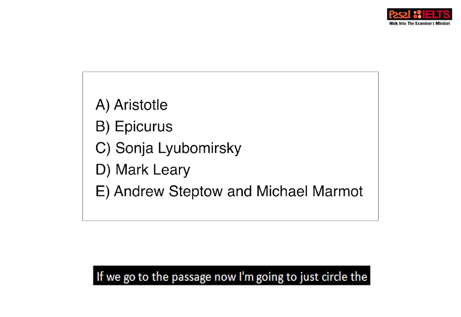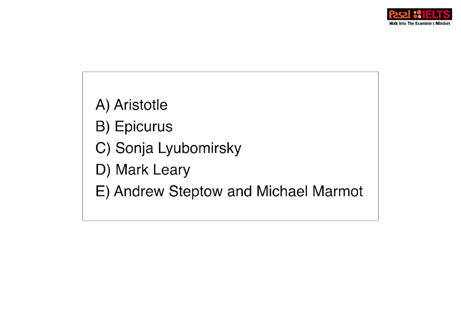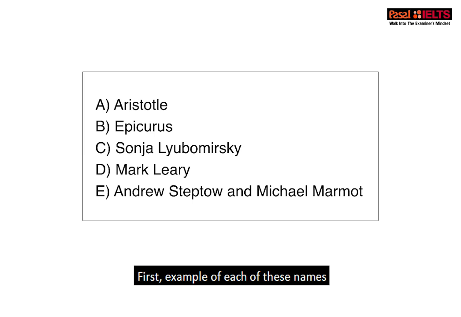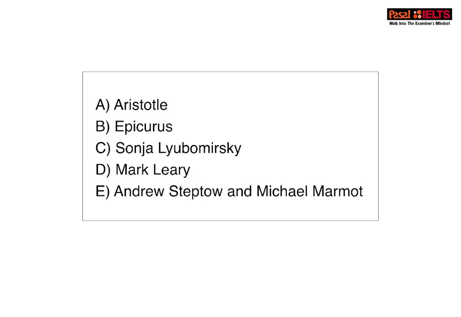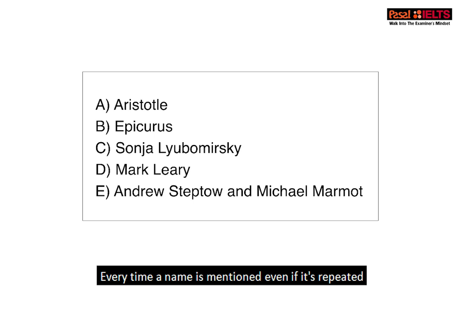If we go to the passage now, I'm going to just circle the first example of each of these names where it's mentioned. You would hopefully circle all of the repetitions of every name. Every time a name is mentioned, even if it's repeated, circle it. But I'm just going to show you very quickly the first time that each of these names is mentioned so we can see which paragraph it's in.